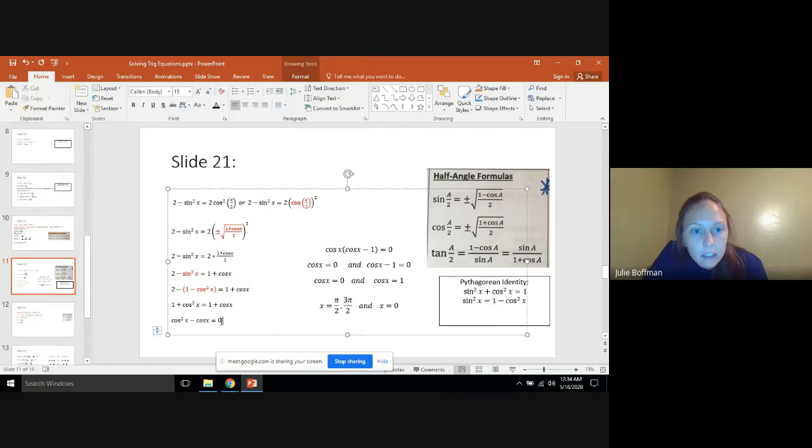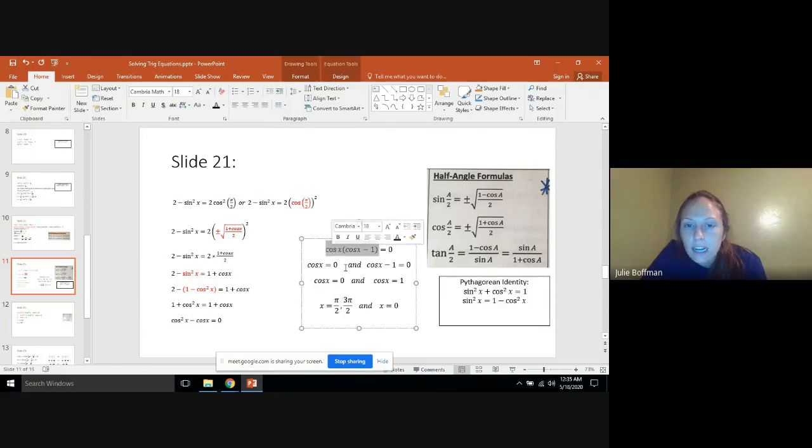So you move everything over to the left side. You subtract 1 on both sides and those cancel out. And then you subtract the cosine. So you're left with cosine squared minus cosine. So how can you factor that? Well, it's not a trinomial, so you don't need the X method, but you can factor out what they have in common, which is cosine x.